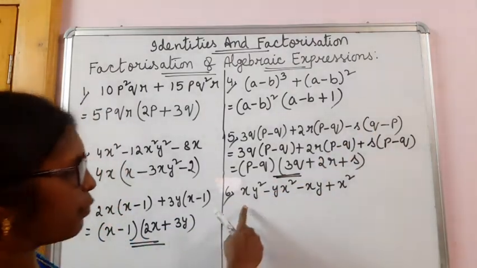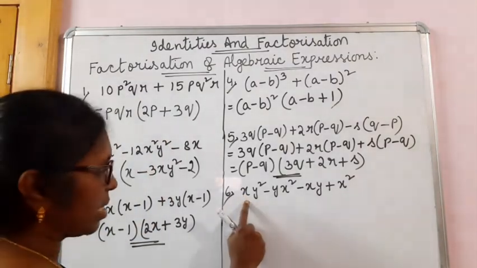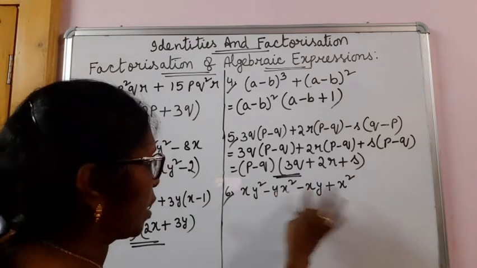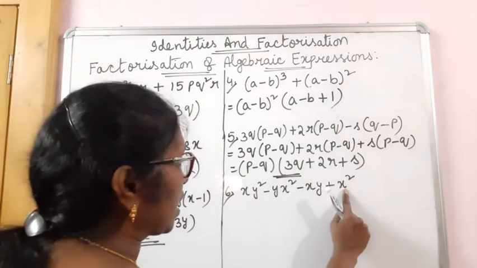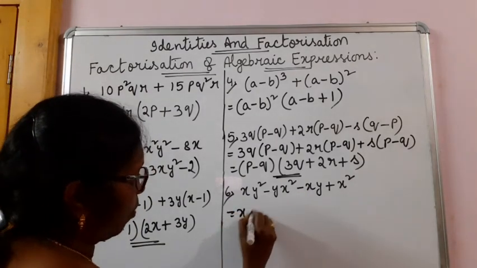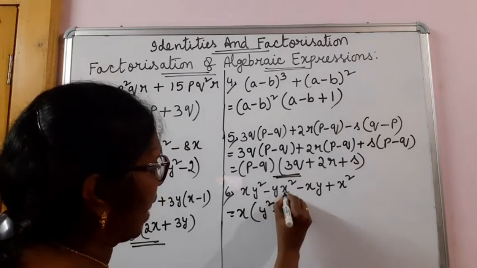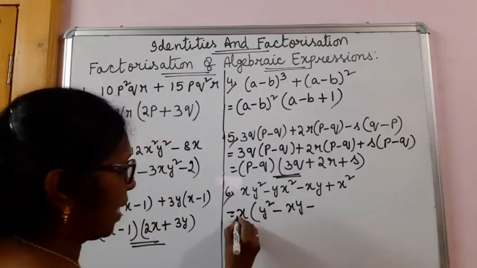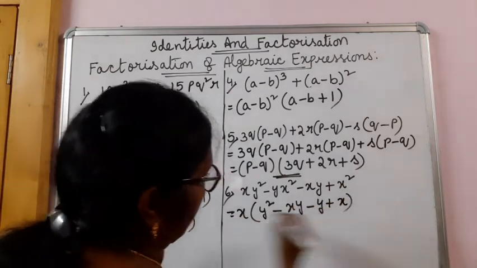Now here 4 terms are given. Let us see what is common everywhere. Here is x, y square, y, x square, xy can be common. Here is x square but no y. Okay, x square is there but here is only 1 x. So everywhere only x is common. When we take x common, we will have y square minus yx, or we can write xy, minus, from xy x is taken common, y, plus, from x square x is taken common, x.